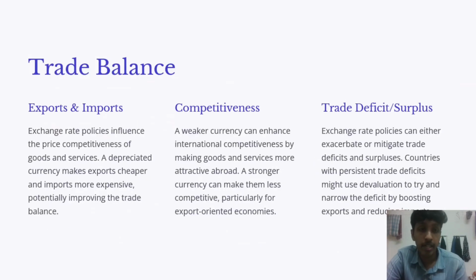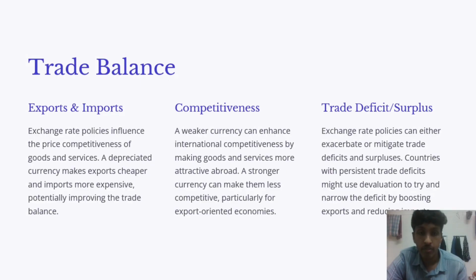Next implication is trade balances. We've got export and import. Exchange rate policy influences the price competitiveness of goods and services. And depreciated currency makes exports cheaper and imports more expensive, potentially improving the trade balances. So think of it as buying and selling. Export means selling of goods to another country, and import means buying a good from another country. So a weak currency can make your exports cheaper. So this can help you sell more to another country. A strong currency can make your imports cheaper. This can help to buy things from another country at a lower price.